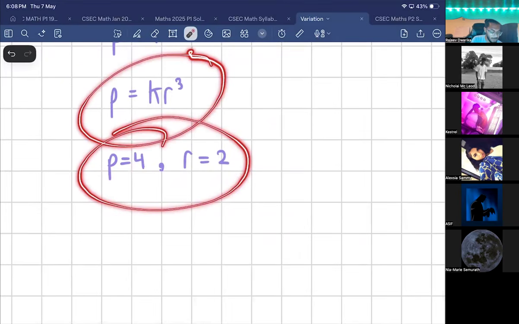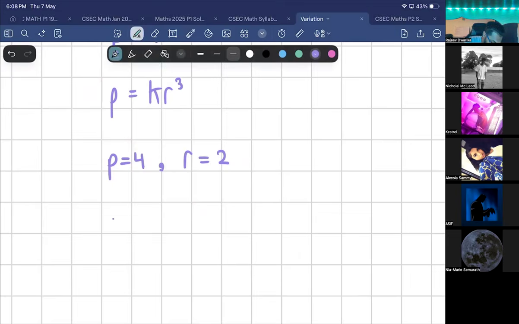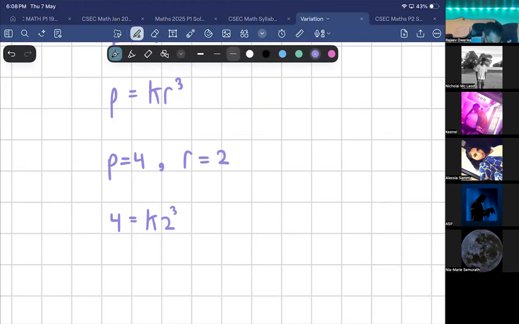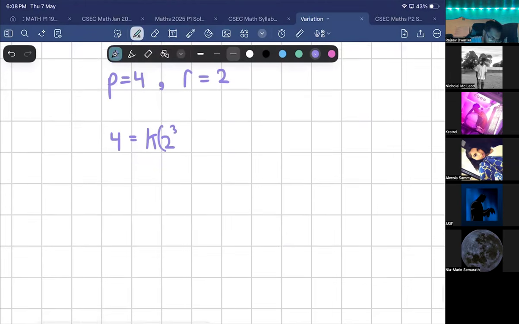Yes. Good. So now we substitute into the formula what we have there, which is basically putting P as 4, K as unknown, and R as 2. Would I just write K by 2? No, because that would be something else. The issue is that R is R cube, so there'll be 2 cubed. You can put little brackets if you want, but it's fine.